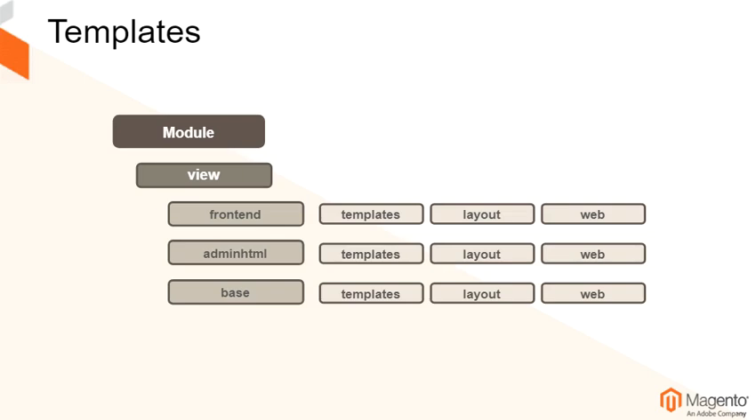In Magento 1, all templates were located in the app design folder and grouped by themes and packages. In Magento 2, all templates and layout XML files are located in the View folder. This makes modules more granular as all associated files are packaged within one folder.